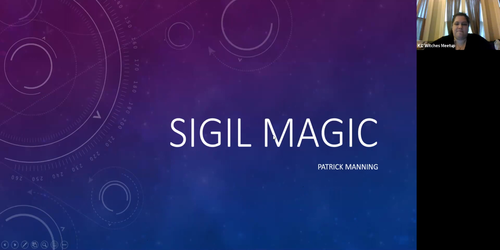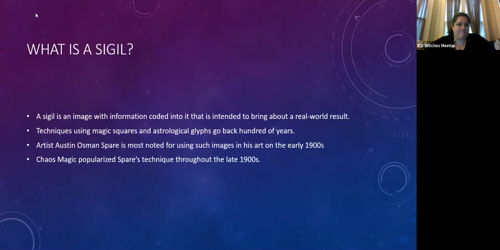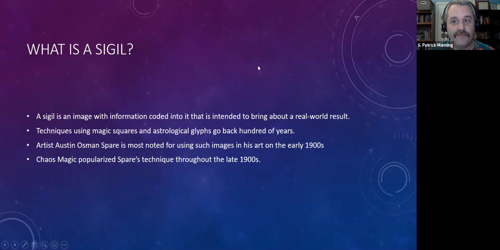Okay, so we're going to start out with the basics. I don't know who is familiar with sigil magic or even sigils or what it is. Hopefully if you're interested in it, you've at least heard the term. But basically it's an image or a glyph that has some kind of information encoded into it that you activate somehow to bring practical real world results. We're doing magic here. That's the goal of most magical operations.